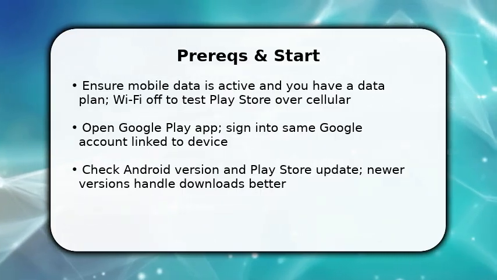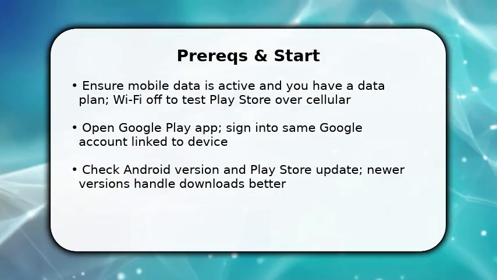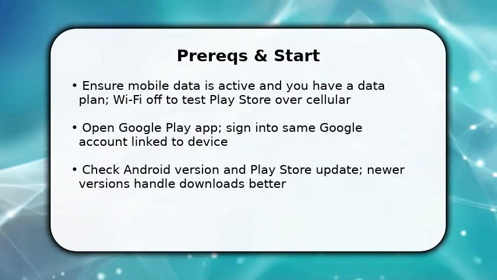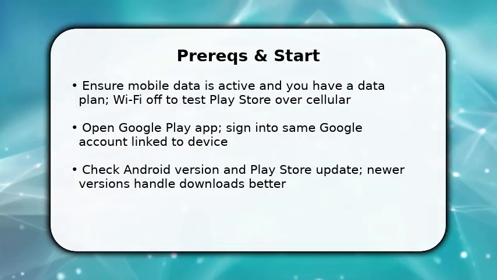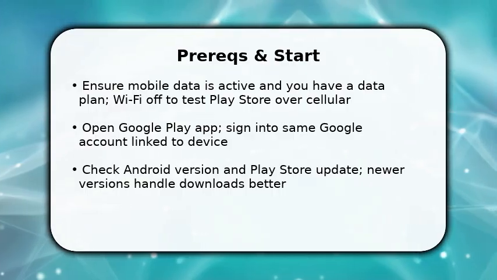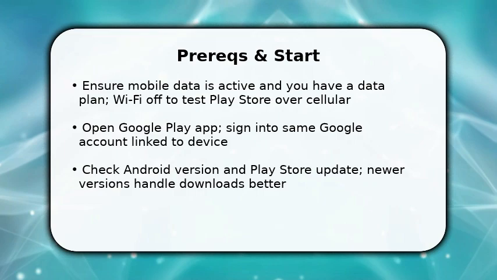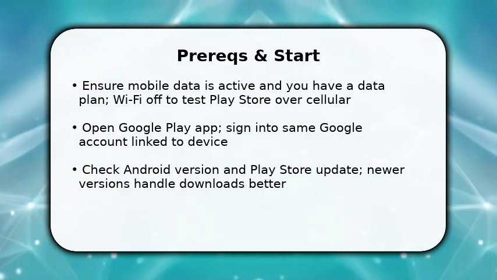Once done, check that Android and Play Store are updated because recent releases fix cellular download limits. Make sure battery saver is off. Low power modes can block background downloads. Start by tapping your profile icon to access settings.